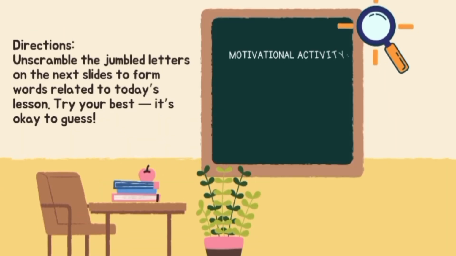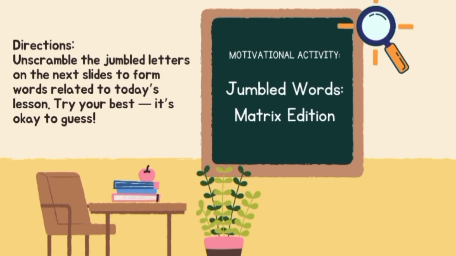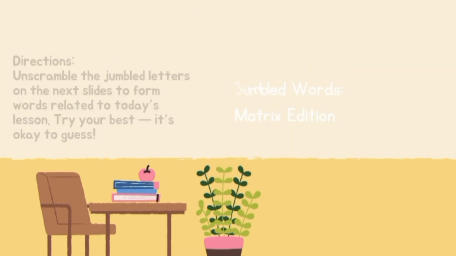Before we begin, let's warm up your brains with a quick activity. On the next few slides, you will see 5 sets of jumbled letters. Each set represents a word related to today's lesson. Your task is to unscramble the letters to form the correct word. Don't worry, if you don't know the answers right away, it's okay to guess. Just try your best and you might learn something new along the way.